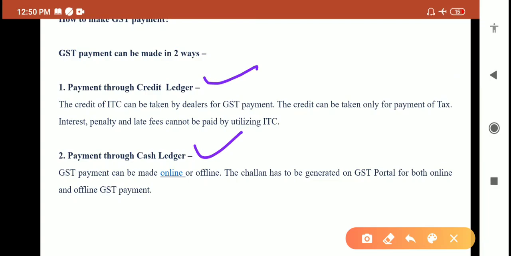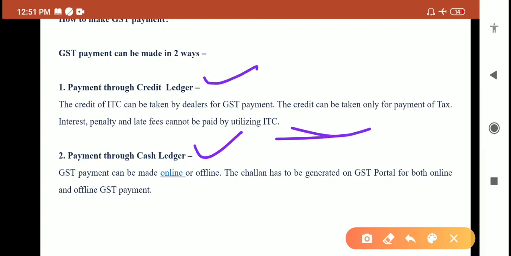And payment through cash ledger is the ledger of the amount which is deposited by the dealer, and that cash can be paid online or offline. If they have opted for offline, the challan has to be generated on the GST portal. Even for offline, even for online, the challan has to be generated, and by filling that challan they can pay the amount of GST.